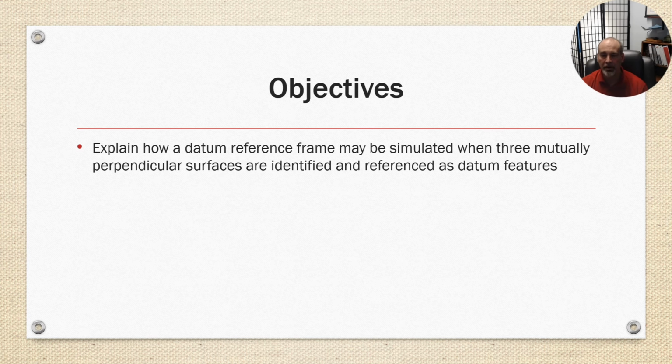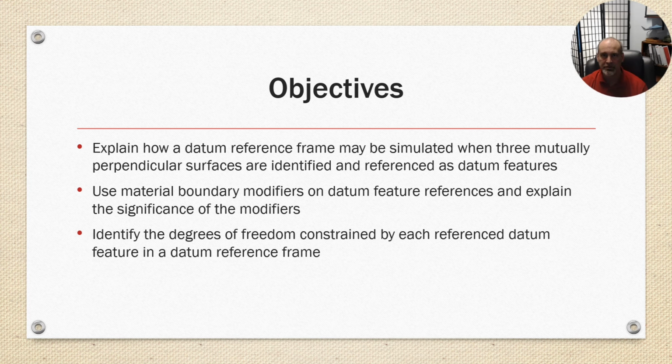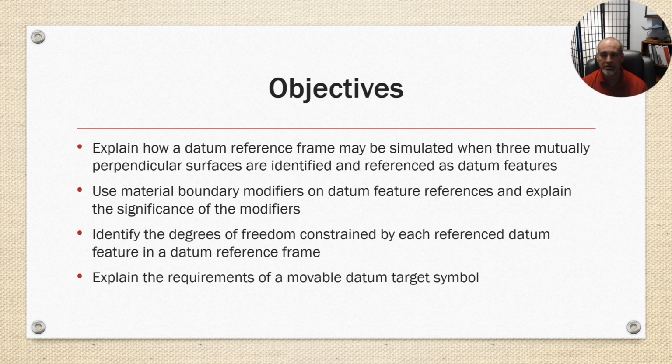Okay, the objectives. Explain how a datum reference frame may be simulated when three mutually perpendicular surfaces are identified and referenced as datum features. Use material boundary modifiers on the datum feature references and explain the significance of the modifiers. We're going to identify the degrees of freedom constrained by each reference datum feature in a datum reference frame, and explain the requirements of a translation symbol applied to a datum feature reference.